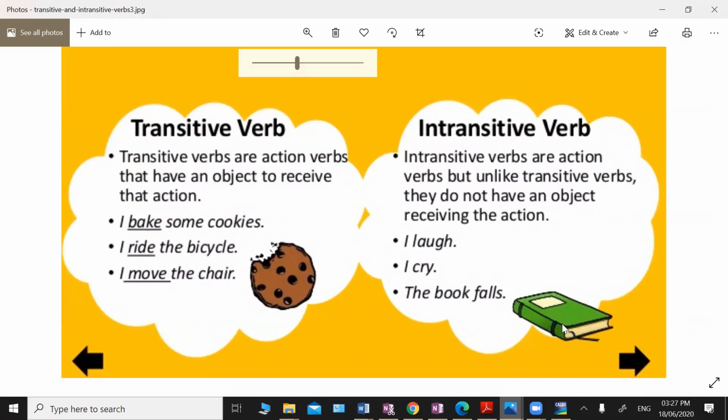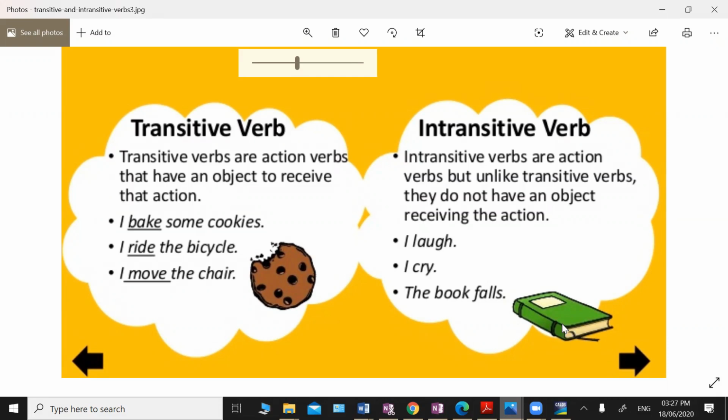Transitive verbs are action verbs that have an object to receive that action. Means they need an object. Object is required. For example, I bake some cookies. Bake is a verb, but it's a transitive verb because it needs the other part. Like I bake what? I bake some cookies. Because if you say I bake, the other person will ask you, bake what? So you need to explain further. You need to write an object. So these are transitive verbs. These verbs need an object.